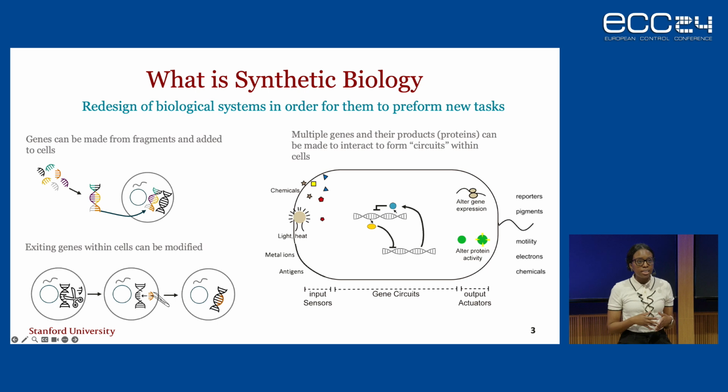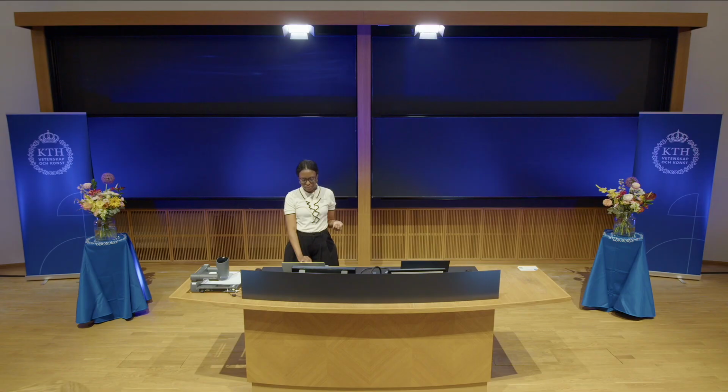Multiple genes and their products can also be made to interact and form networks, and these are referred to as gene circuits. These circuits are somewhat analogous to electrical circuits in that they can be designed and manipulated to control cellular behavior in a more predictable way.